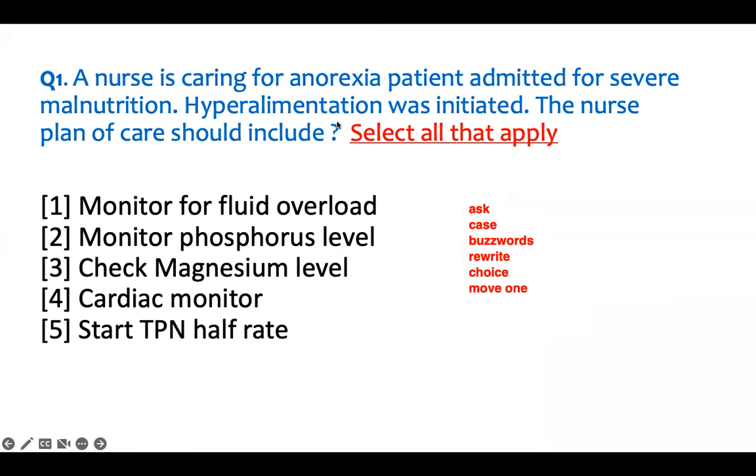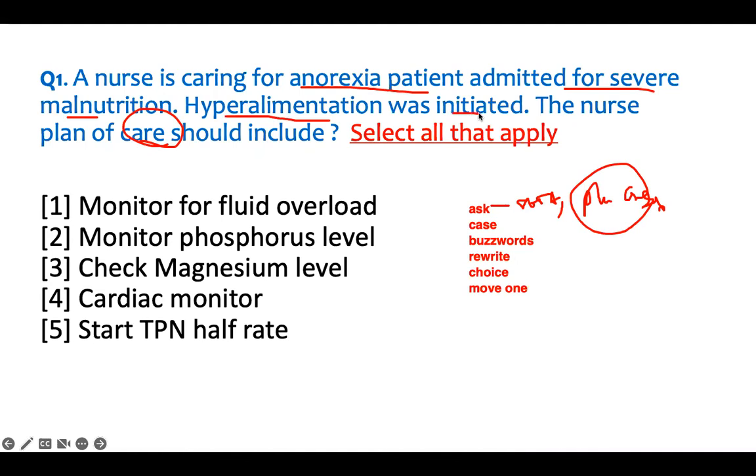Let's take charge of the question now. Select all that apply. That's our ask. So we've got to do some SATA here. And the next, plan of care. So SATA with regard to plan of care. So I have to care for the patient. My answer choice has to be related to care. What is the case? A nurse is caring for an anorexic patient admitted for severe malnutrition. Hyperalimentation was initiated. The next plan of care should be, so we have a patient who is anorexic and is malnourished, and we started the patient on hyperalimentation, which is TPN.